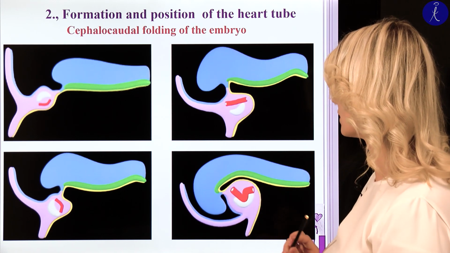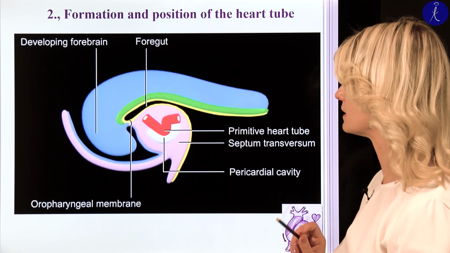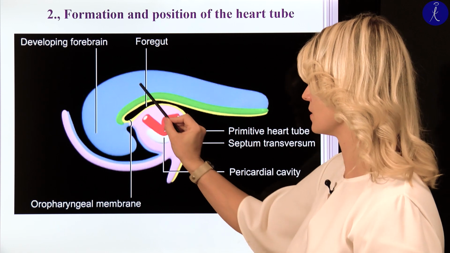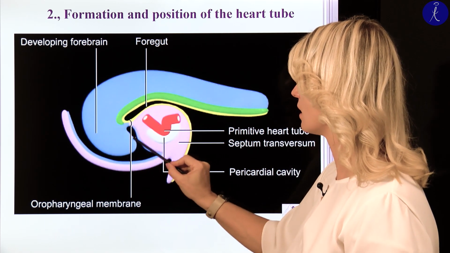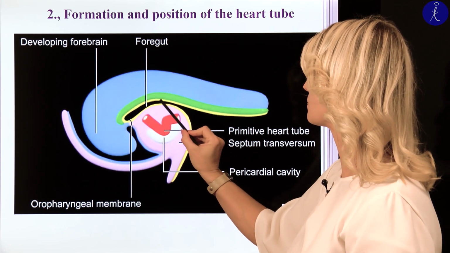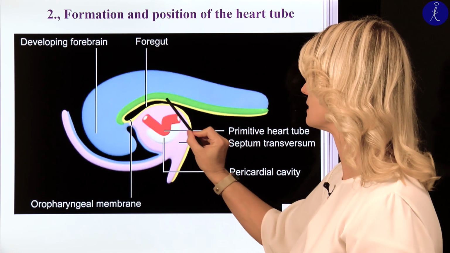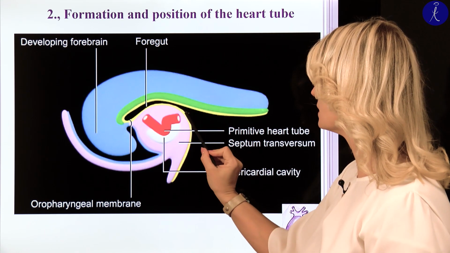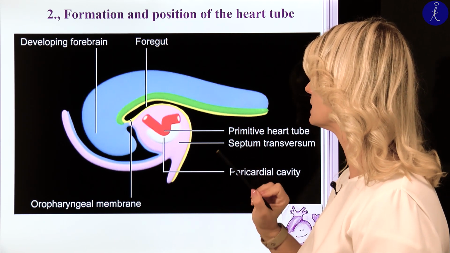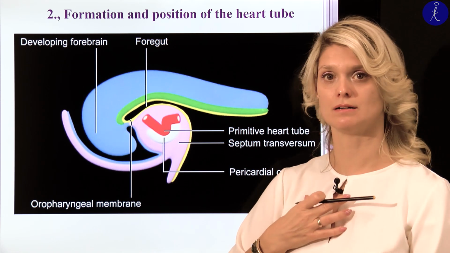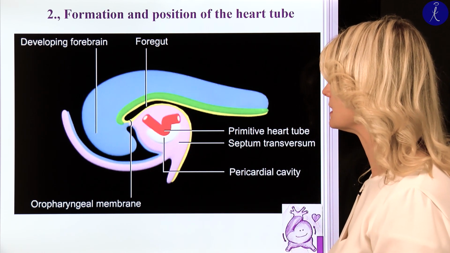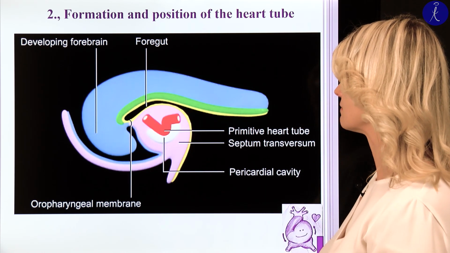Here you can see the buccopharyngeal membrane. In higher magnification I am showing you. The buccopharyngeal membrane is located there. Here you can see the developing brain vesicles, the developing forebrain. This is the first part of the primitive gut, the foregut. And here you can see the primitive heart tube with the pericardial cavity, which is located there, of course, in the thoracic cavity. And from this part will be the thoracic cavity.